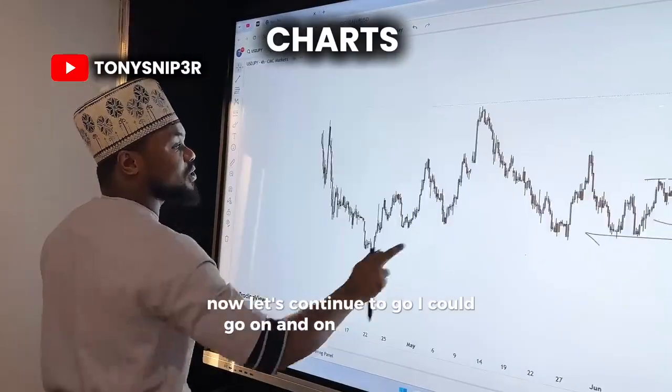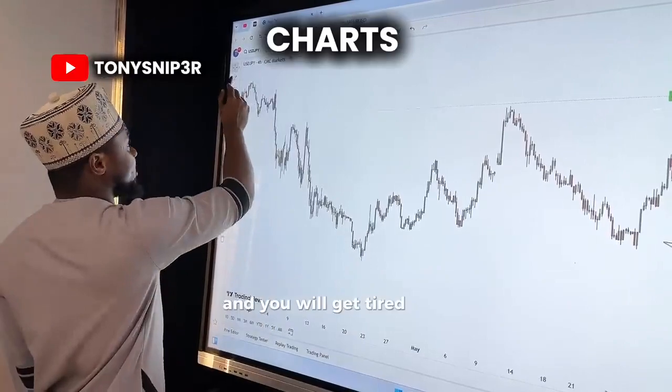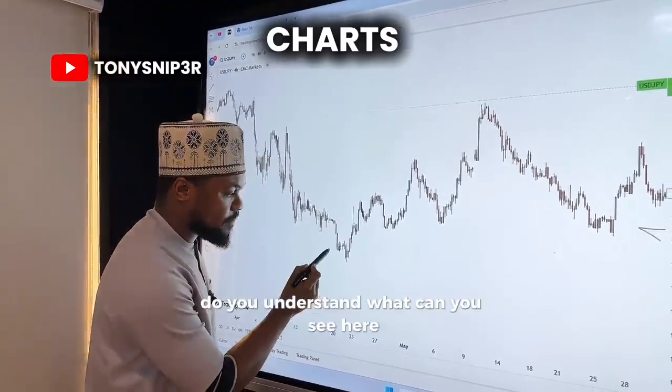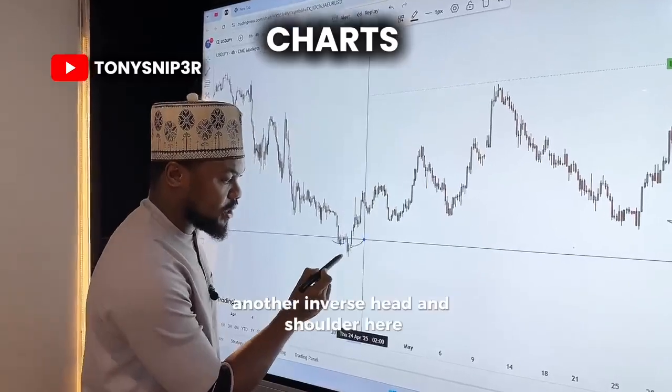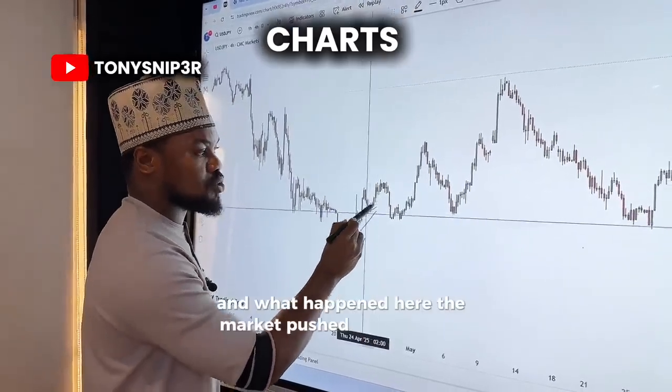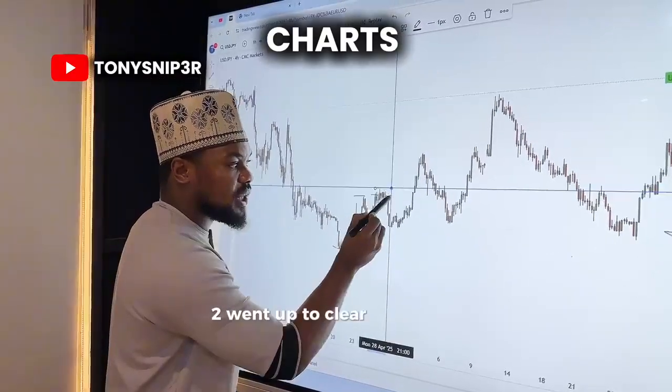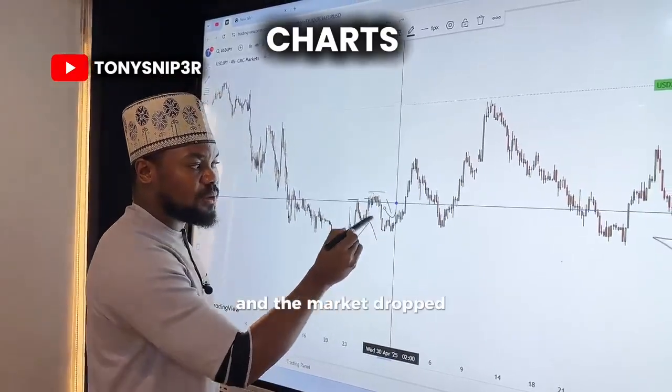I could go on and on, and you will get tired of me spotting them for you in the chat. You understand? What can you see here? Another inverse head and shoulders here. And what happened here? The market pushed to the upside. Then the market created a double top. 1, 2, went up to clear the liquidity. Then the market dropped. Immediately the market dropped.